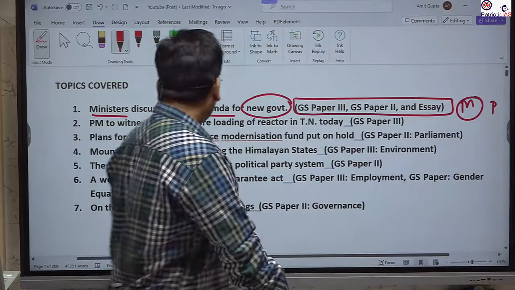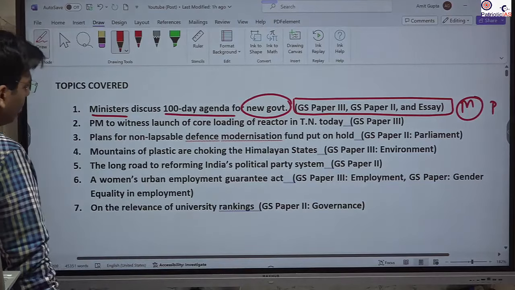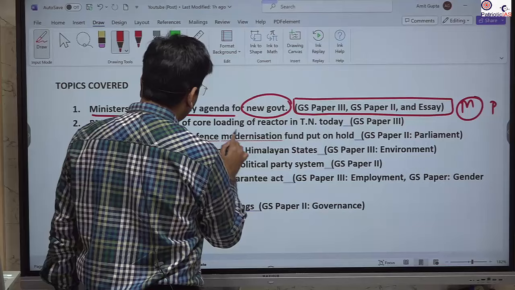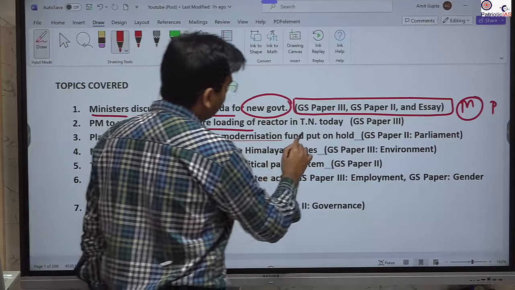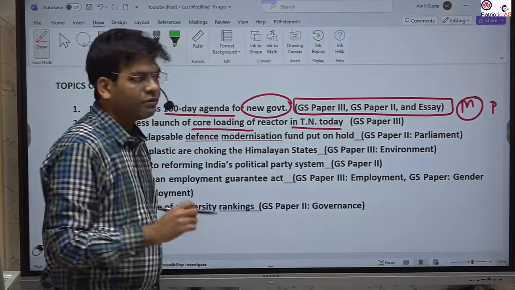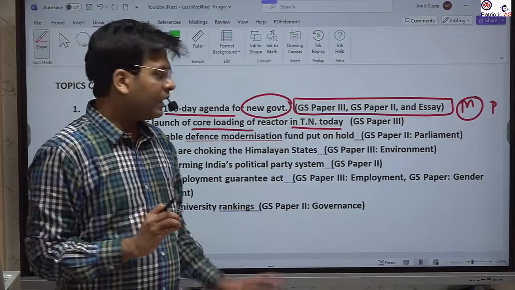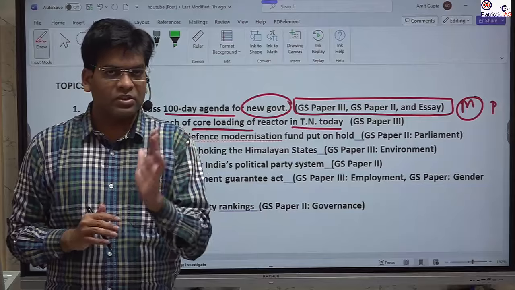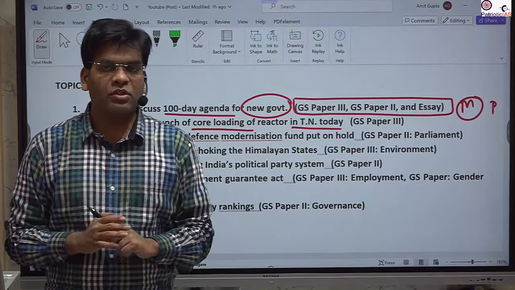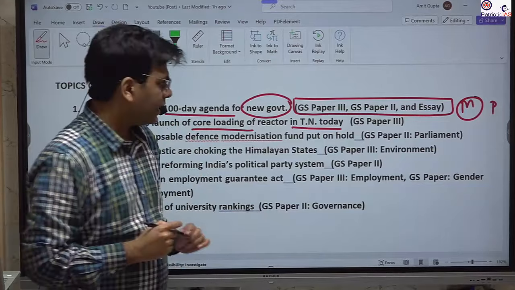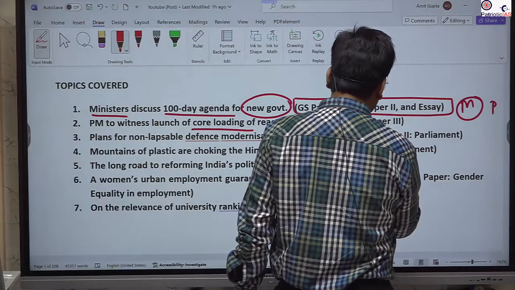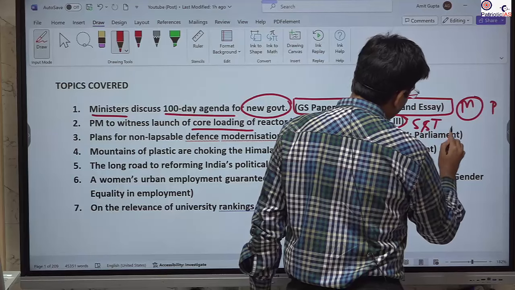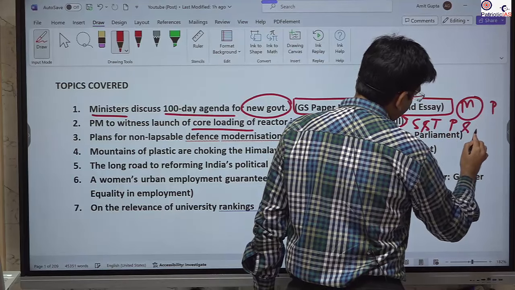Then we will study that the PM wishes to launch the core loading of the reactor in Tamil Nadu. We will see that there is the fast breeder reactor, and we will see what is India's three-stage power generation plan and program. This will be under GS paper 3 science and technology, and yes, it will be for the prelims as well as for the mains.